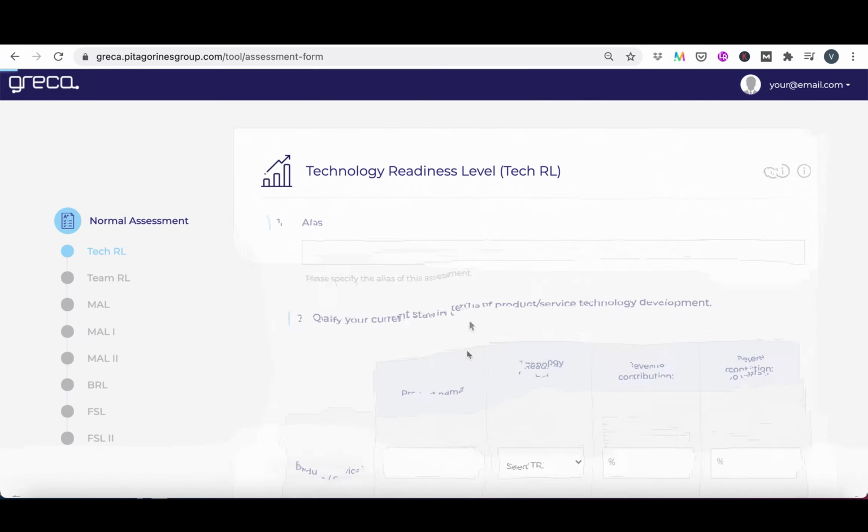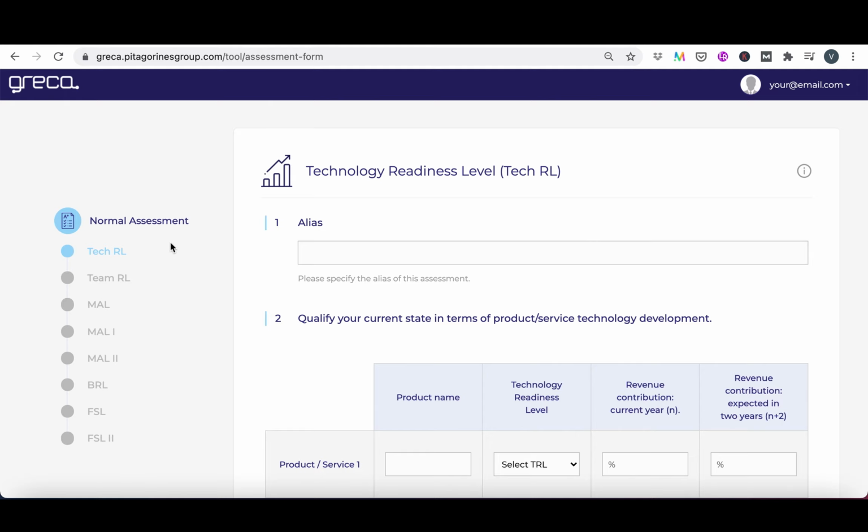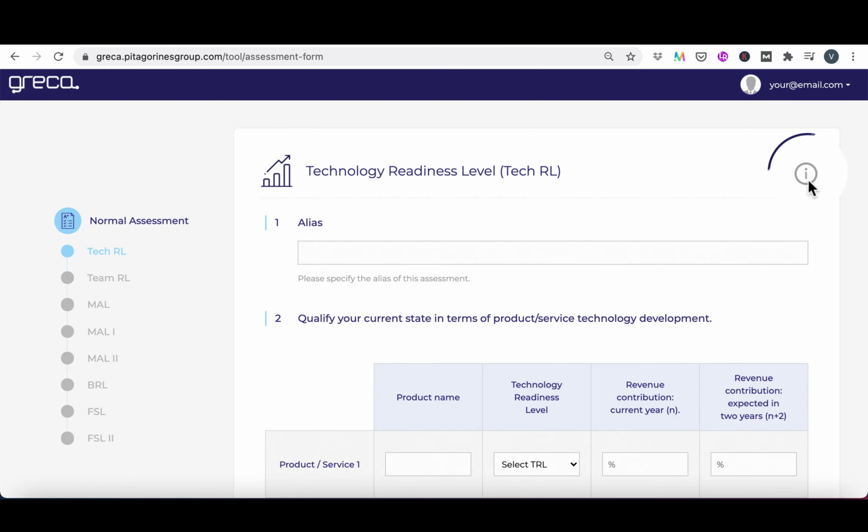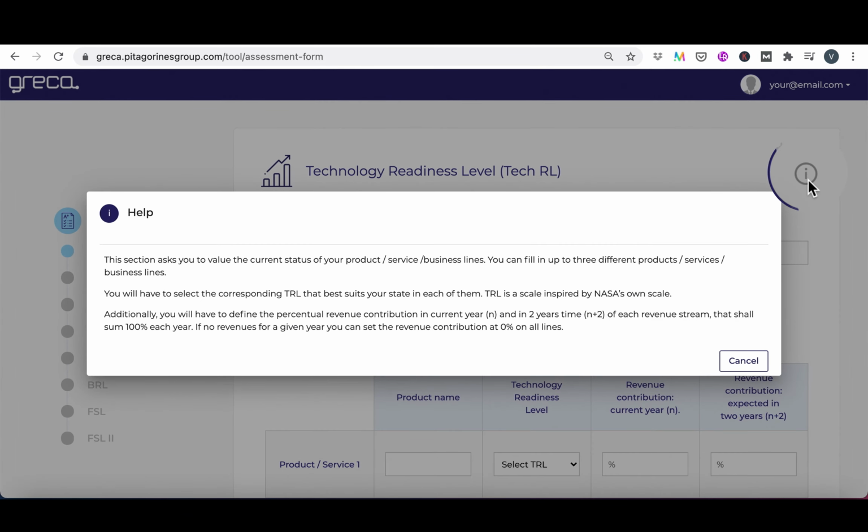As you can see in the index on the left, the questionnaire collects information on different aspects of the project, starting with the technology readiness level, going through the team readiness level, the market attractiveness level, the business readiness level, and finally, the financial stability level. If you have doubts about any of these concepts, you will find an information button at the top right of your screen.